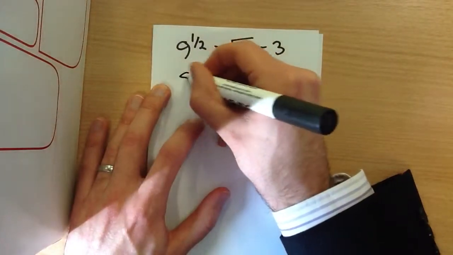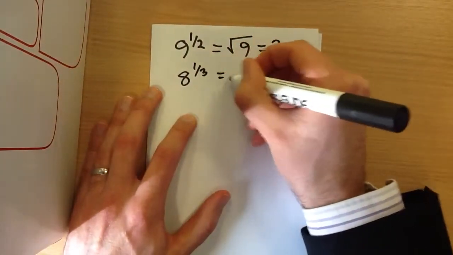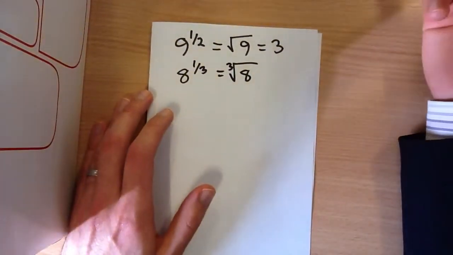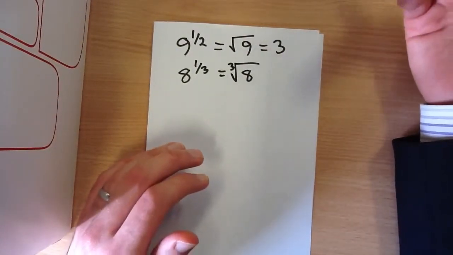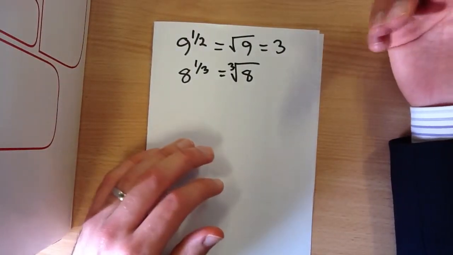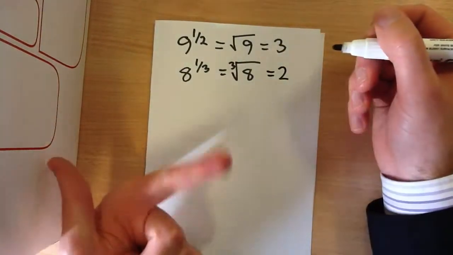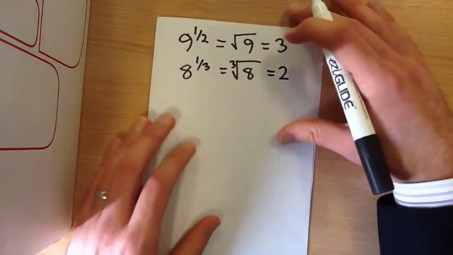If you see 8 to the power a third, that's the same as asking you what is the cube root of 8. Now the cube root of 8 is like saying what number times by itself 3 times gives you 8. And the answer to that is 2, because 2 times 2 is 4, times another 2 is 8.